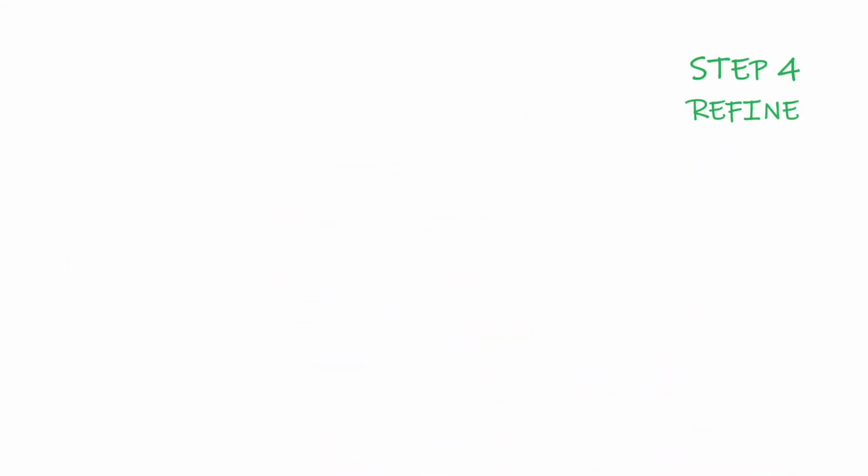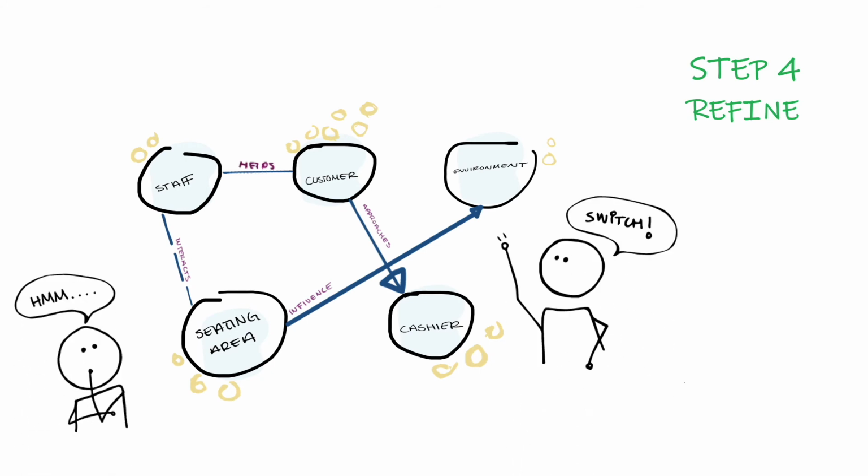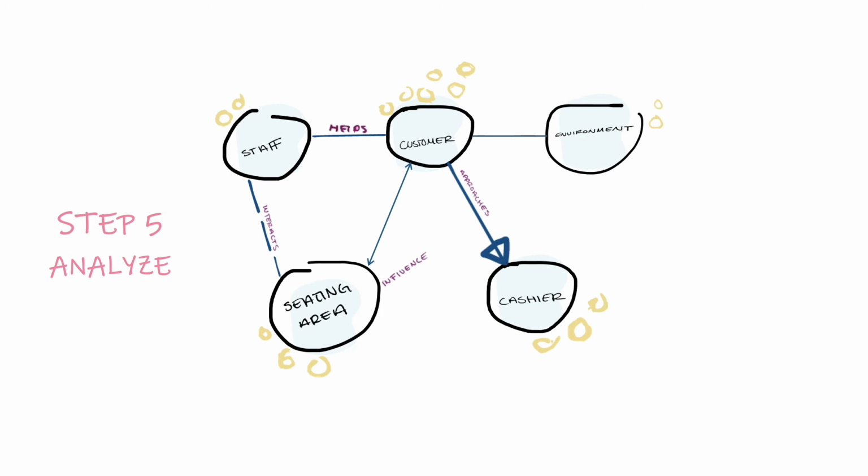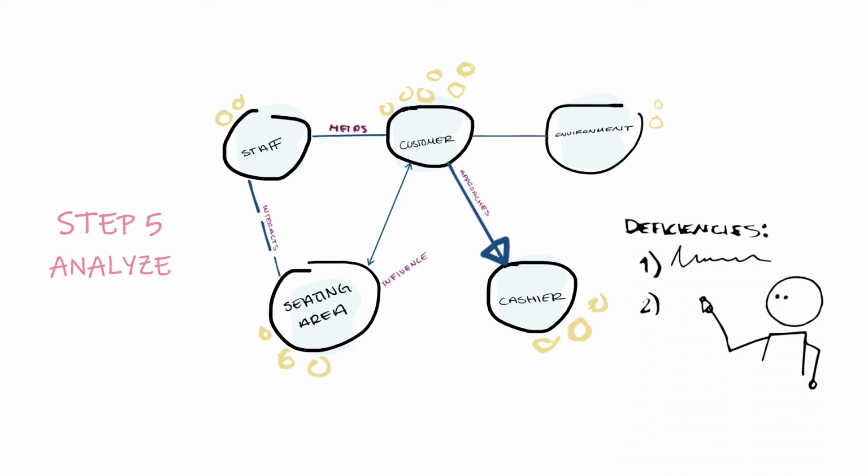In step number 4, take a step back and review your diagram. Change any elements to accurately reflect the system that you want to analyze. In step number 5, look for any disconnects or gaps in the diagram and start making a list to discuss your points further.